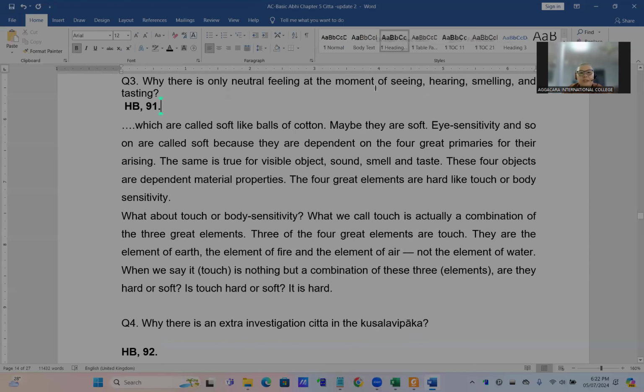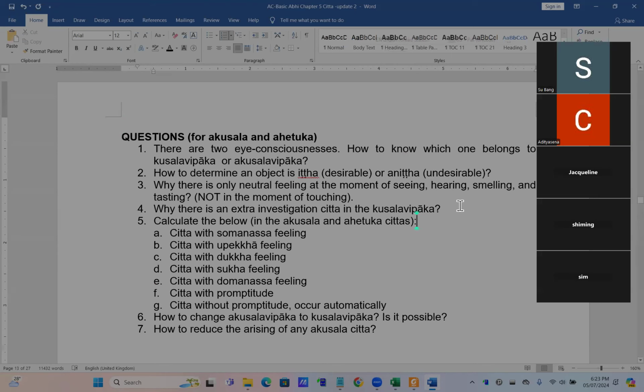So this means neutral feeling arises because these are soft impact, and the body has hard impact. Soft impact because they are considered dependent, upada rupa. The others are hard. So to know about this citta, you also need to go back to the rupa chapter. Bante, you can refer to page 91 for more explanation.